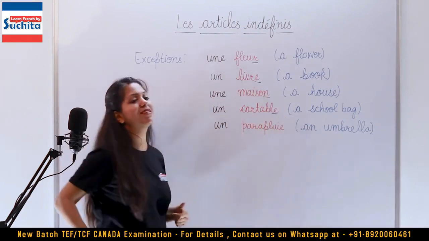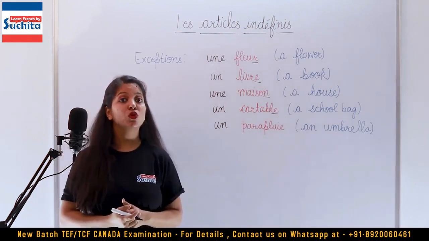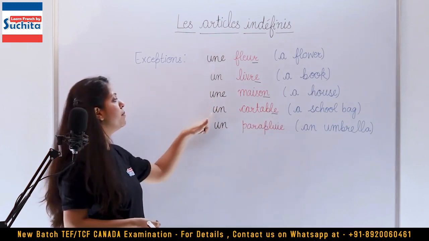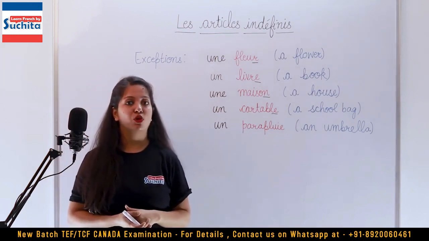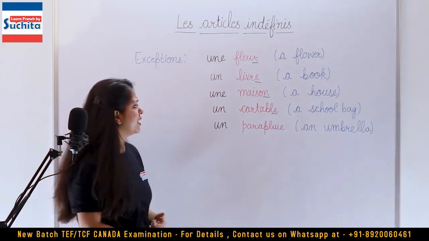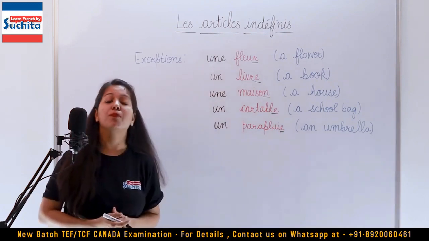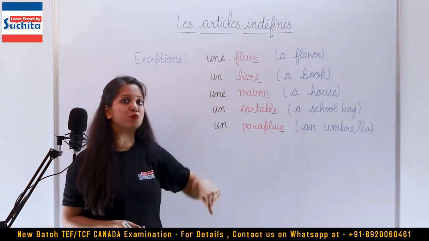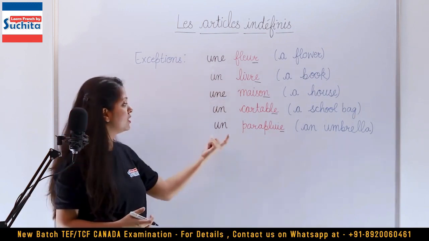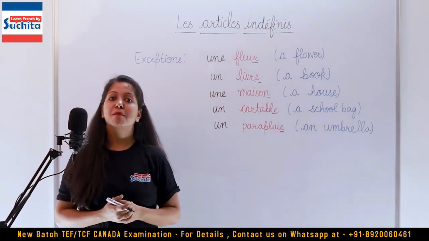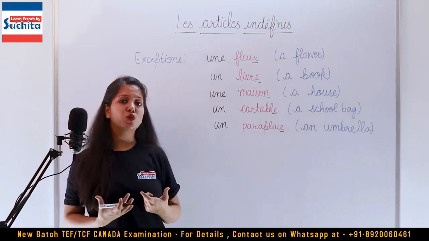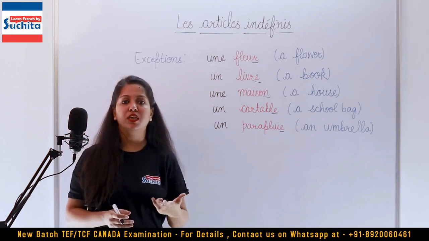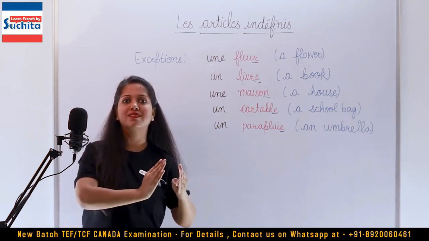Let's look at the next word, that's cartable. Cartable, since the rule is opposite, it is ending with E and therefore it will be masculine. So we say un cartable, and that's a school bag. Next, parapluie. Parapluie, it means an umbrella. It is ending with E, it is an exception, so the rule will become opposite and it will become masculine. So my suggestion to you is, whenever you learn any noun, let's say parapluie, you learn it along with its article.